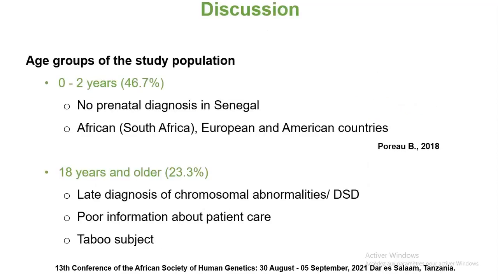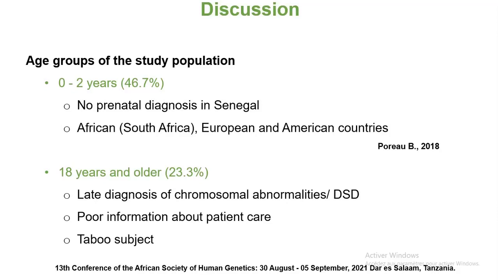Concerning the age group of our study population, the majority of our patients were between 0 and 2 years old. Their conditions were diagnosed at birth because we don't have prenatal diagnosis in Senegal, while in certain countries like South Africa, or European or American countries, prenatal diagnosis is done for chromosomal abnormalities.